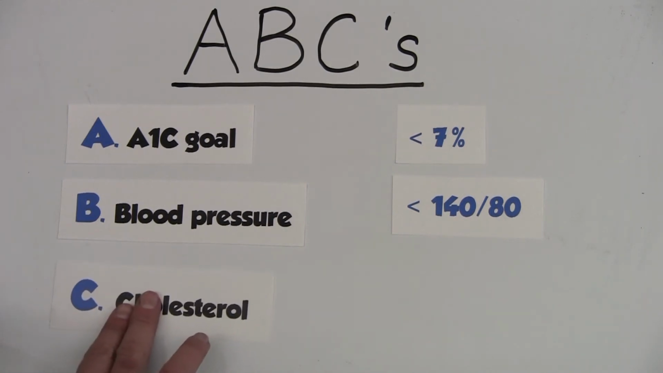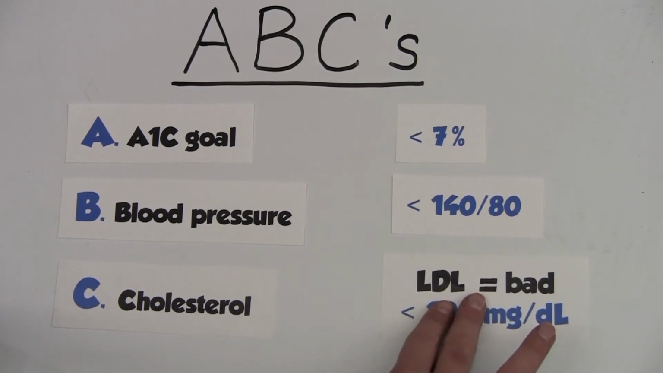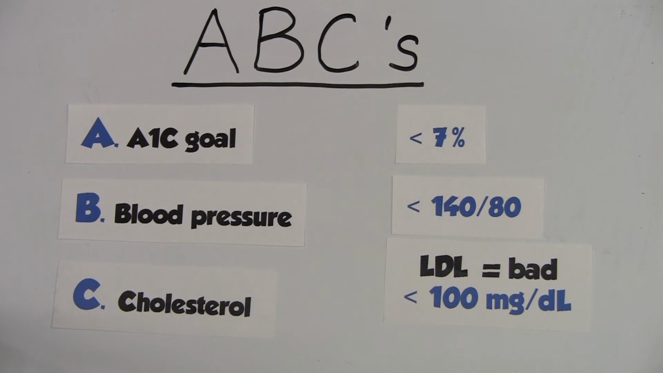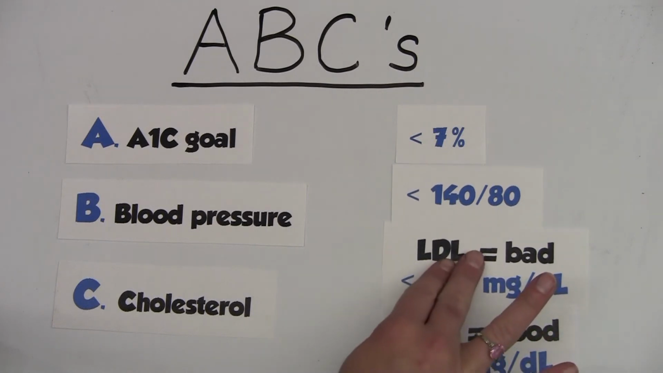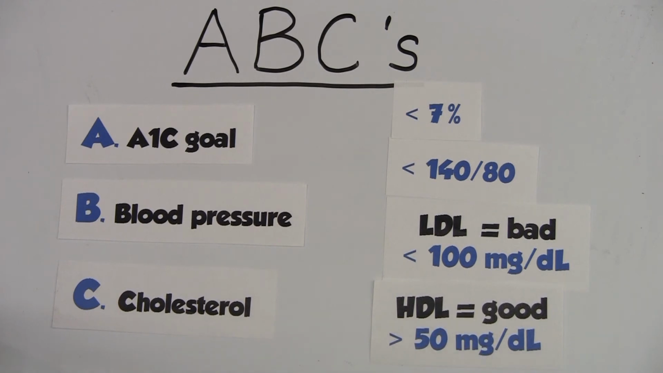C stands for cholesterol. There are 2 types of cholesterol that are important to know. The LDL cholesterol is what most people call the bad cholesterol in your body. Too much LDL can build up and clog your blood vessels, so you want this level to be lower than 100. Also, you have good cholesterol, called HDL cholesterol, and you want to keep your HDL level higher than 40 for men and 50 for women. By making lifestyle changes and using your medications correctly, you will be able to reach these ABC goals, control your diabetes, and prevent other complications that can harm your body.